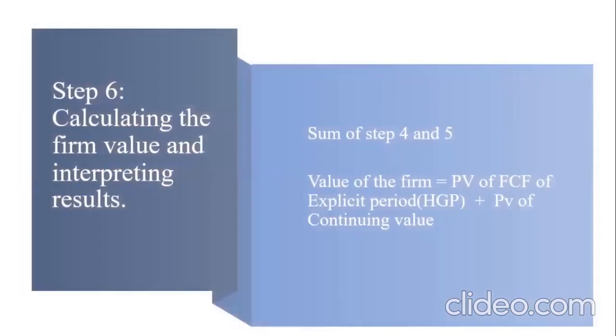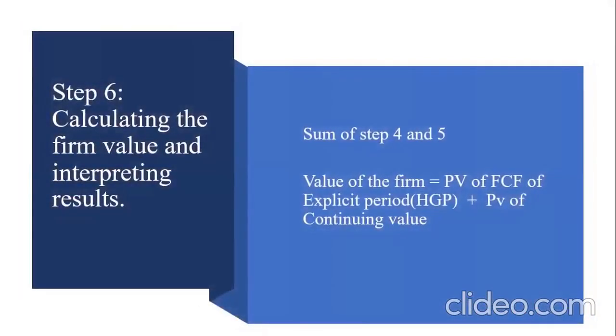Coming to the last step, calculation of value of the firm, we need to sum up the answers of step 4 and step 5. So the value of the firm is equal to the present value of free cash flow of the explicit period, that is the higher growth period, plus the present value of continuing value. So with this, we come to the end of the discussion of steps in calculating the value of a firm using the DCF approach.